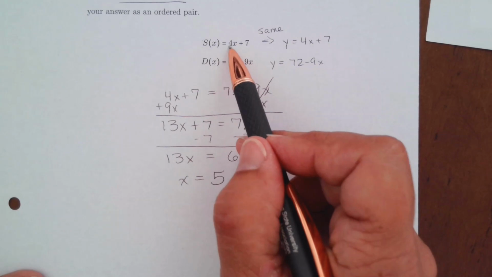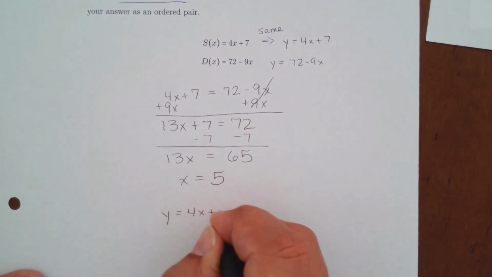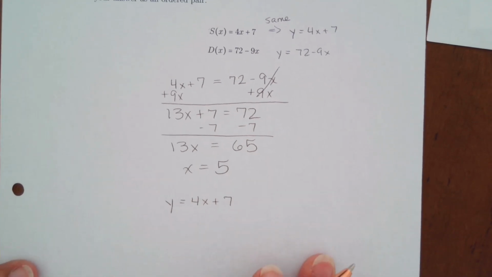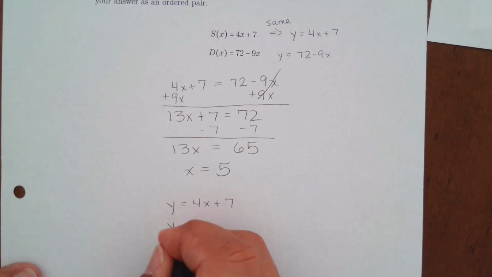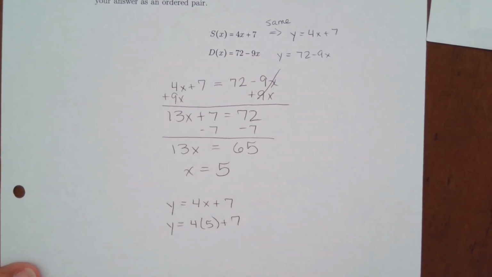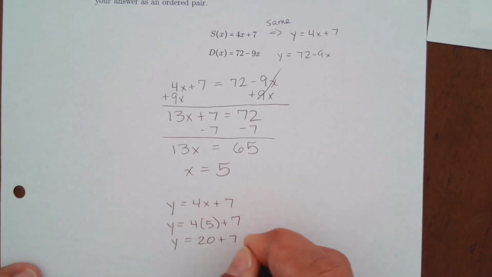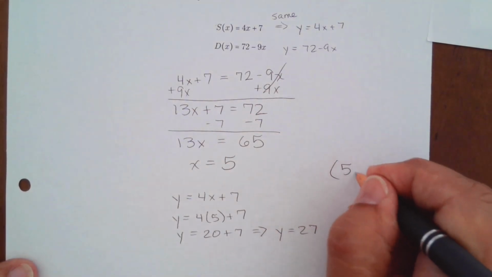So I'm going to take the first equation, but I'm going to write it as y equals 4x plus 7 instead of s of x, just so I know that I'm looking for y. And I can plug 5 in for x. So 4 times 5 plus 7, and that's going to give me the function value, which is y. Okay, so 4 times 5 is 20 plus 7. So I end up with y equals 27. Okay, so my equilibrium point is (5, 27).